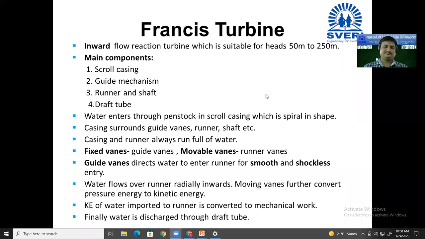Next line. Kinetic energy of water imparted to the runner is converted to mechanical work.